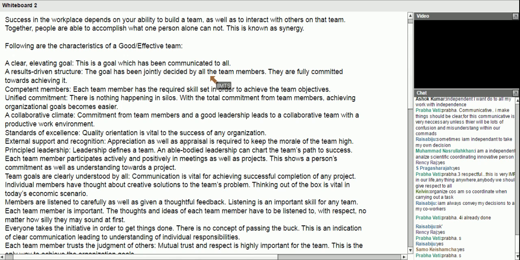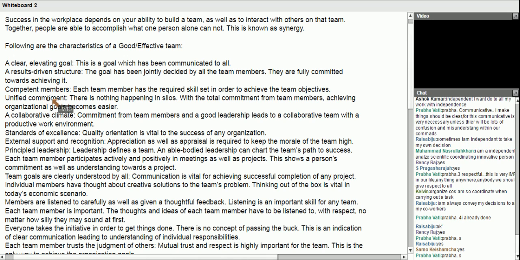Okay. Then competent members. Each team member has the required skill set in order to achieve the team objectives. So this team is fully equipped with all the expertise they need to have. A good team is fully equipped when it comes to manpower, with all the people they need to accomplish the project, to complete the project on time. Fine.